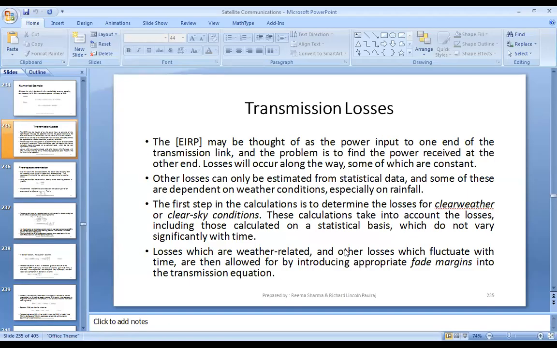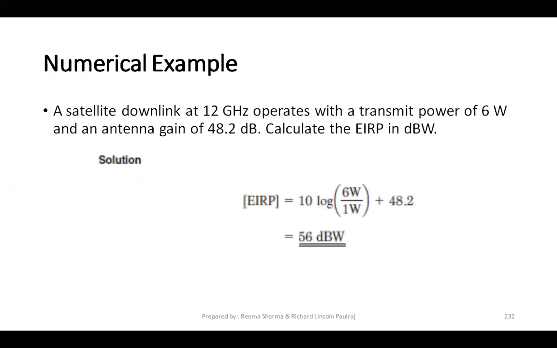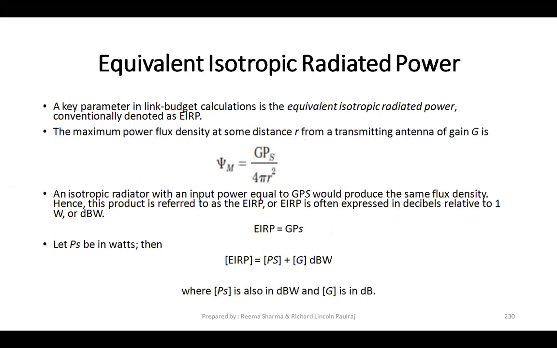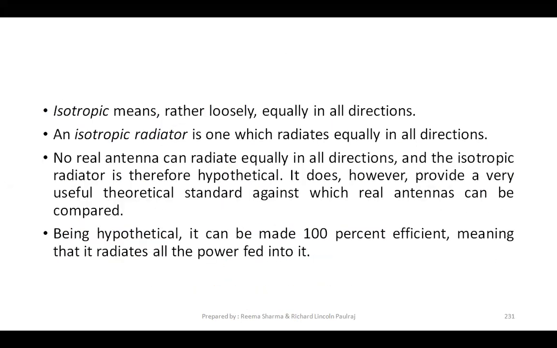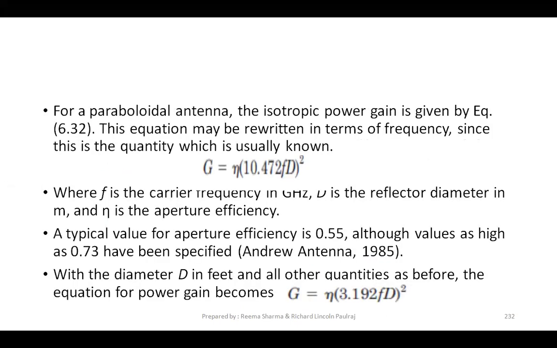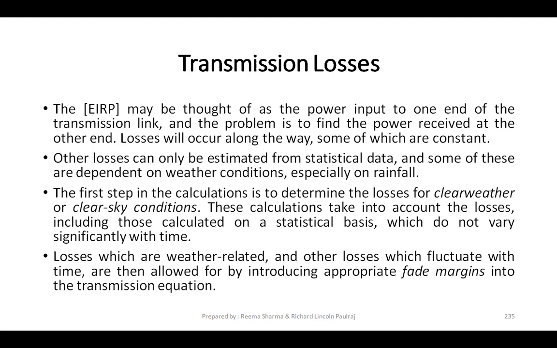So today we'll be looking into the transmission losses. We have seen in the previous classes, wherein we had discussed about EIRP, which is nothing but the equivalent isotropic radiated power, and we saw the associated formulas and the gain factor, and we also saw a few examples and another type of example in which we can actually find out the gain of the antenna.